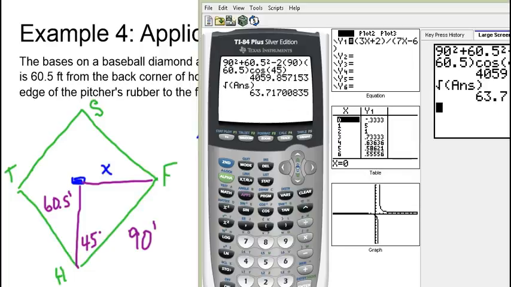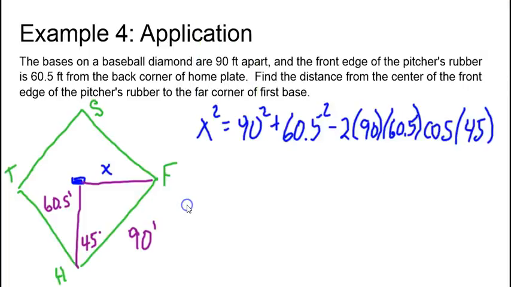If we type that in, we get approximately 4,059.86. If we take the square root of that, we get approximately 63.72. So the distance x would be approximately 63.72 feet. That would represent the distance from the pitcher's mound to first base.